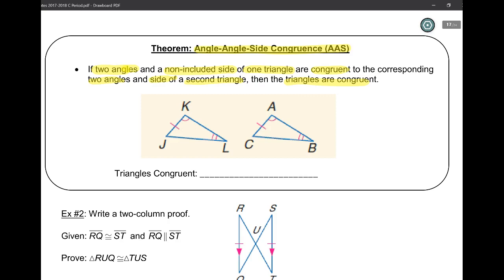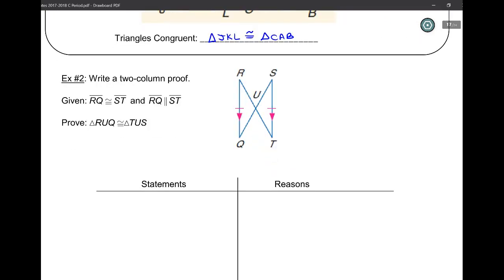And actually, if you write side, angle, angle by accident, that's fine. It's the same thing. So here we have our picture. We have K congruent to A. We have angle L congruent to angle B. And then AC is congruent to JK. So I'm going to write triangle JKL congruent to triangle CAB. And that's the angle, angle, side congruence.